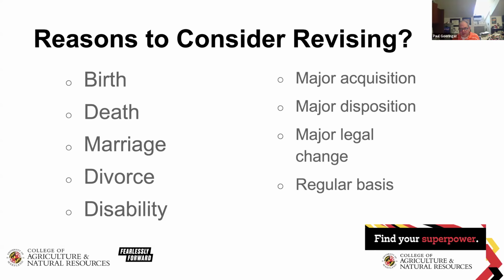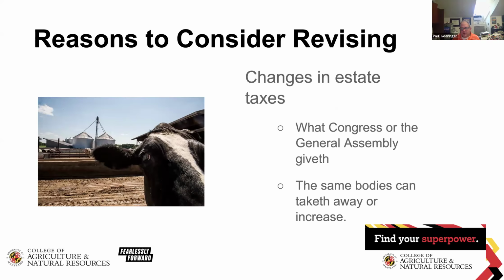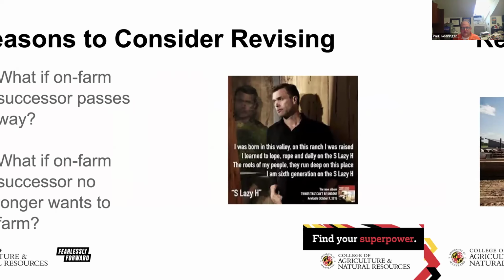As I point out to everybody, when I first got here, the estate tax was $1 million. Then it went to $5 million. We had a lot of estate plans change because that was being done to help keep stuff in, to prevent taxes. What happens if we have an on-farm successor pass away? What happens if the on-farm successor decides they don't want to farm anymore? These are all reasons we're going to have to think about revising a plan.